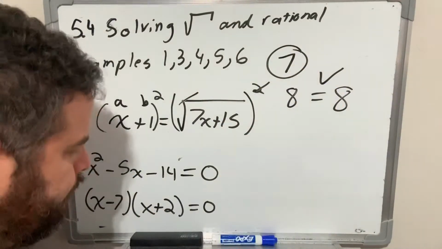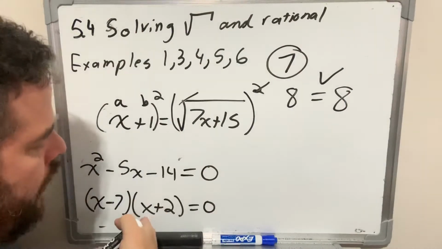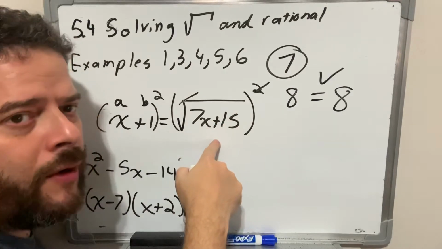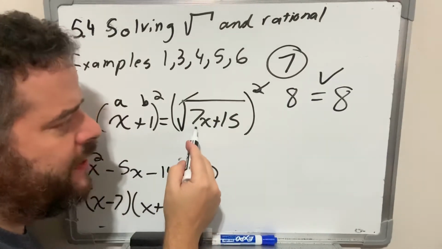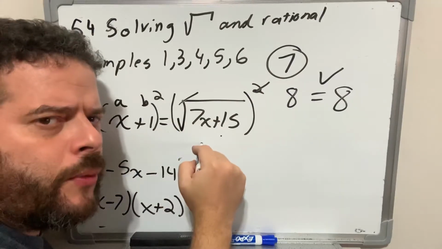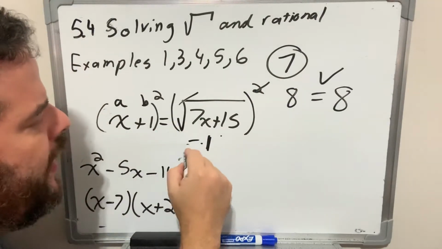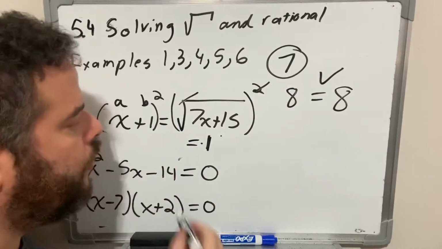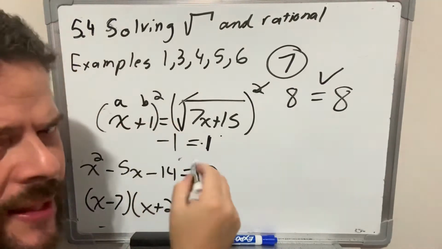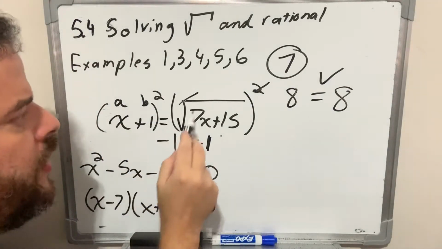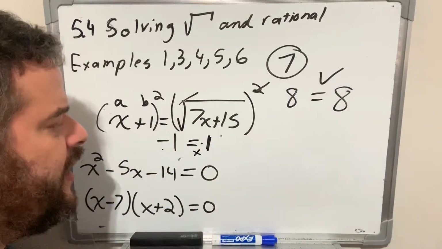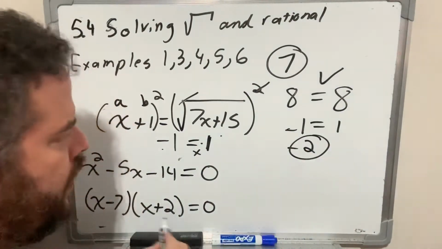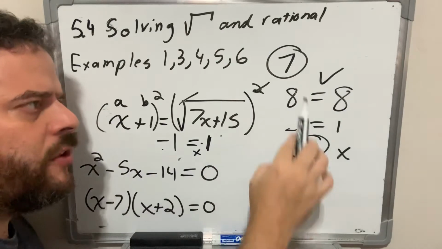7 is a solution. Let's check for my negative 2. Negative 2 times 7, negative 14, plus 15, 1. Square root of 1 is 1. So I have 1 on the right-hand side. And negative 2 plus 1 is negative 1. Remember, this square, I actually added that square at the end. That doesn't count. It's just x plus 1 equals the radical. Negative 1 is not equal to 1. So the negative 2 here is not a solution. The only solution is 7.